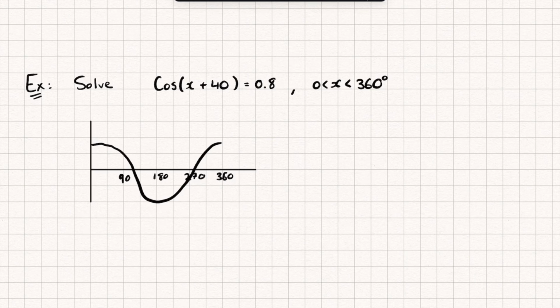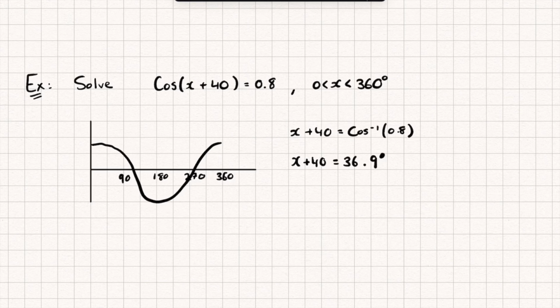So we're going to do inverse cosine of 0.8, and that will tell me what x plus 40 is. So x plus 40 is the inverse cos of 0.8. So I'm going to do that on my calculator now, inverse cos of 0.8. And to three significant figures, I get x plus 40 is 36.9 degrees.